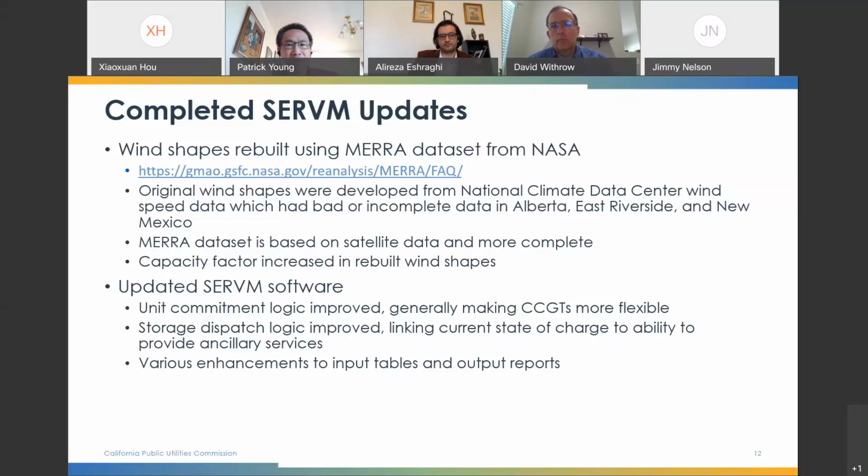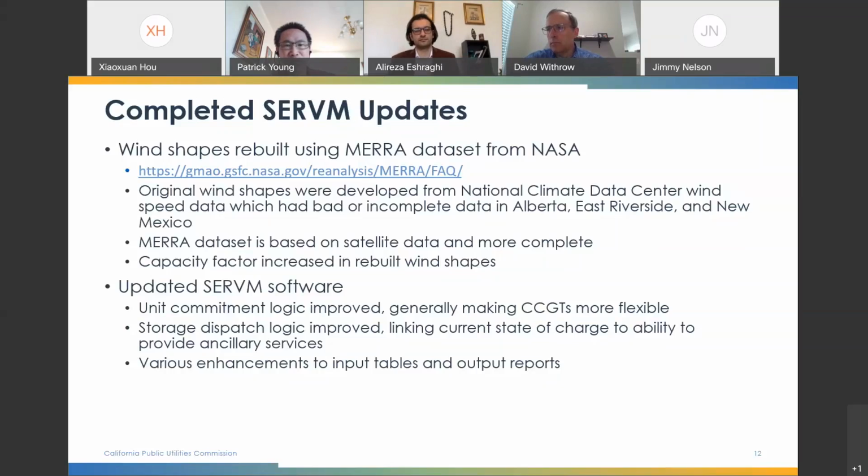The other update that we did to SERVM over the past few months is updating the SERVM software itself. There are 3 groups of improvements. First, Astrape Consulting, the designer of the SERVM software. We worked with them to improve the unit commitment logic, which had the effect of making the CCGT a little bit more flexible.